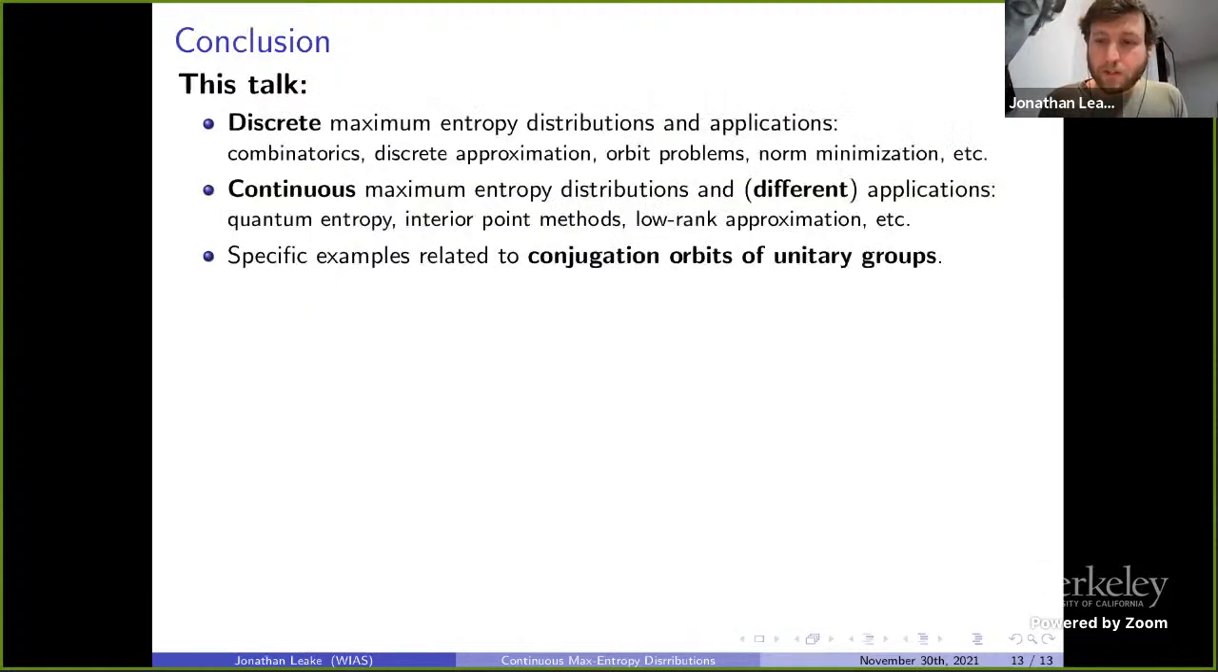Okay, so let me conclude. In this talk, what did we talk about? First, I gave an overview of discrete maximum entropy distributions and a number of the applications that came from those: combinatorics, discrete approximation, orbit problems, norm minimization, statistical models. Then I talked about continuous max entropy distributions, which had a number of applications of a different quality: quantum entropy, interior point methods, low rank approximation. The specific examples we looked at were these conjugation orbits of the unitary group.